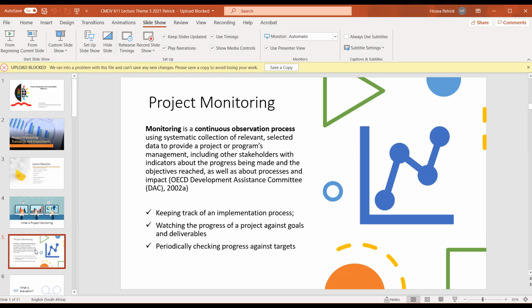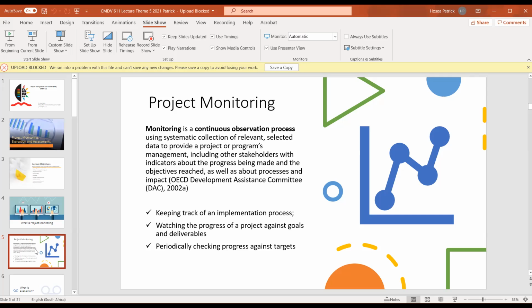And I like what you already said, it is continuous ongoing checking of a project to ensure that it is still within the objective of that project. That's when we talk about the goals and the deliverables. We cannot overemphasize this. So basically that's what it is.